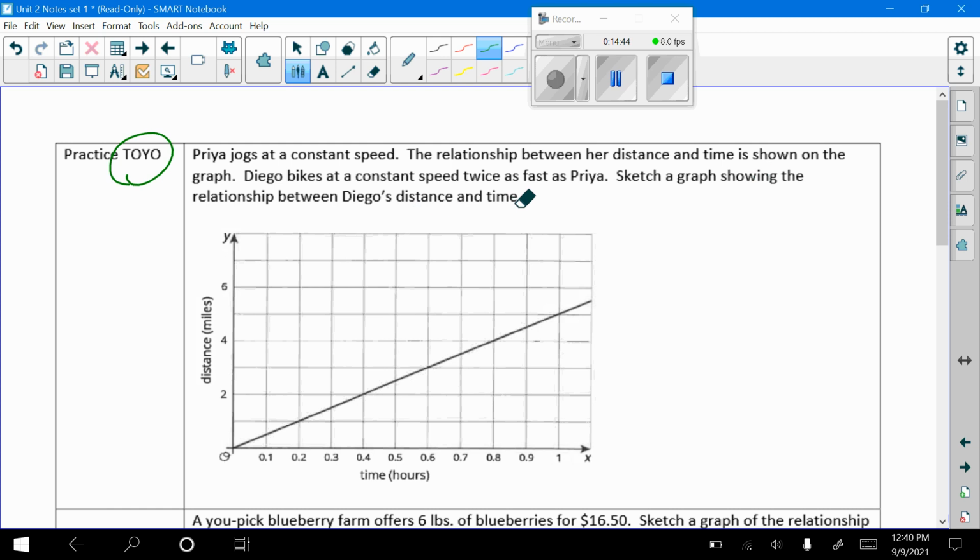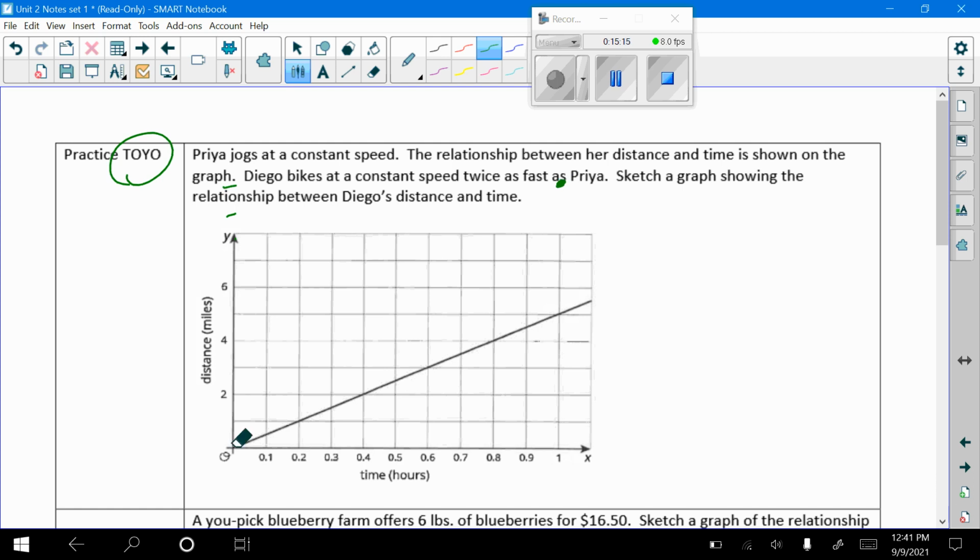So this is Priya's. Diego's is going to be another equation, so keep that in mind. If at 1 we're at 5, then twice as fast would be Diego. He should be at maybe 10, but I don't show 10. So 6, 7, 8, 9, 10. So he should be up here.